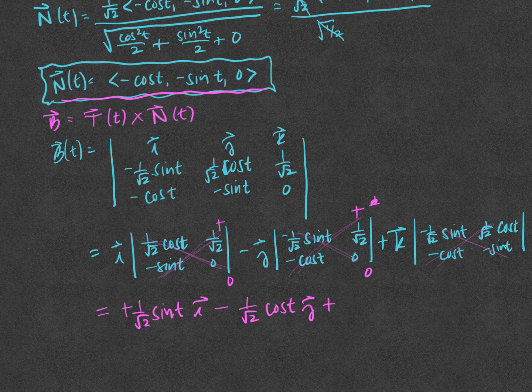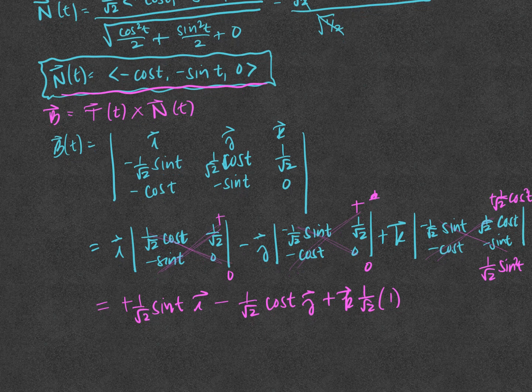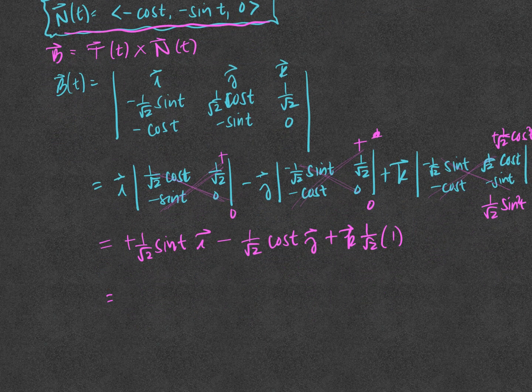Plus, here we get, on this diagonal, a negative and a negative, which makes a positive 1 over the square root of 2 sine squared of t. And this way we have a negative, negative, which makes a positive 1 over the square root of 2 cosine squared of t. So our k says 1 over the square root of 2 times sine squared plus cosine squared. Let's just go ahead and call that 1. So we end up with 1 over the square root of 2, and our vector is sine t, negative cosine t, and 1. So this is our binormal vector.